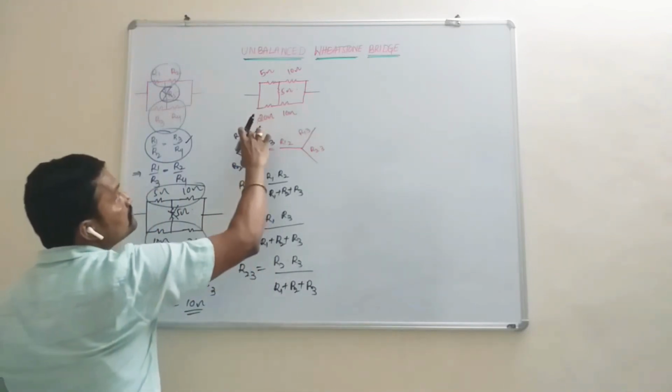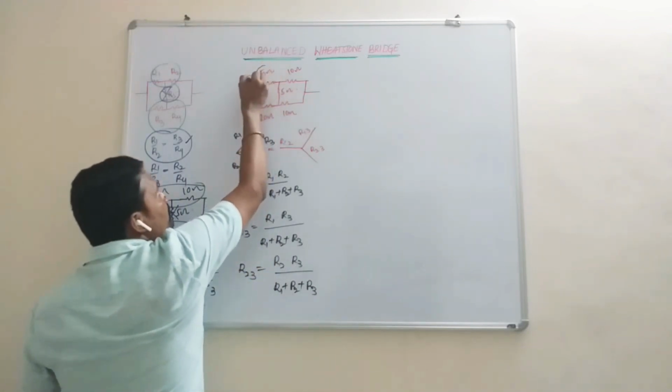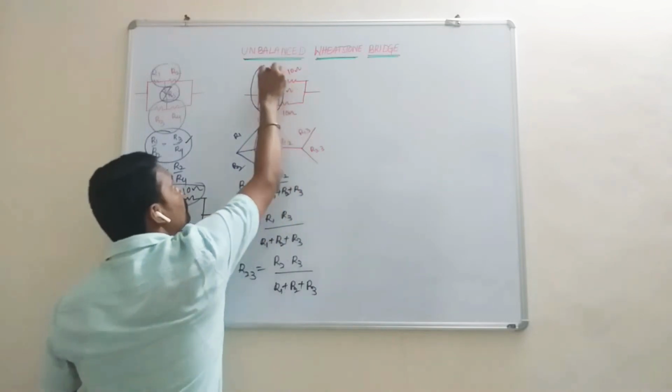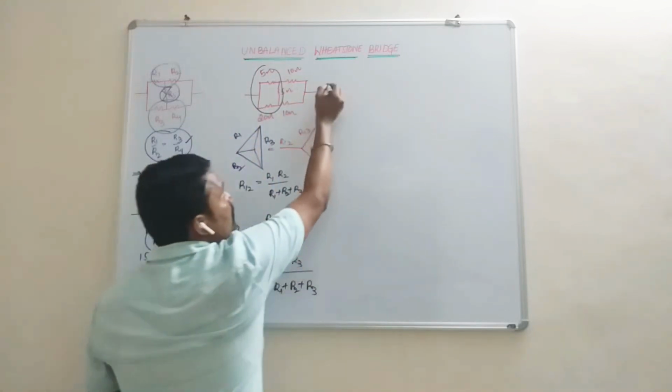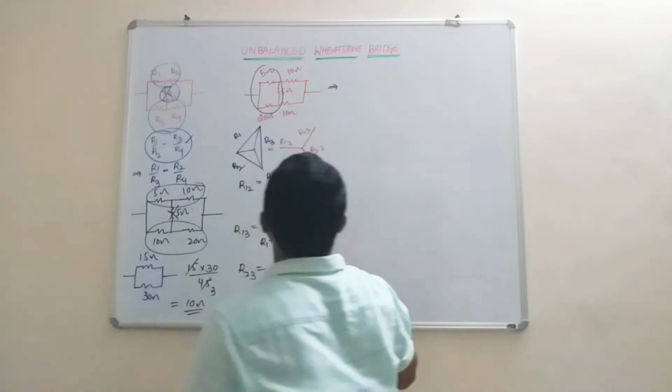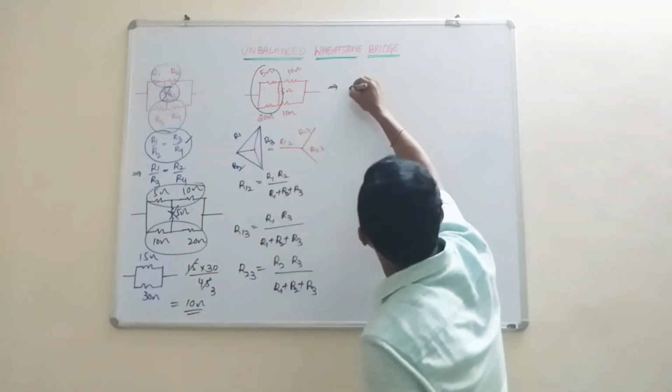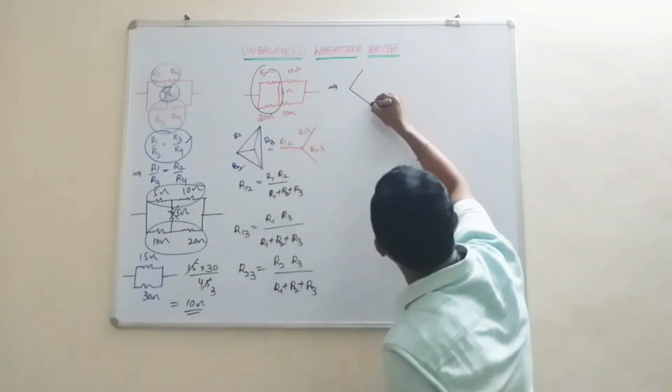So now look at this part of the circuit in the form of this delta. Let me rewrite this circuit here. Look at this. Now this is a 5 ohm, this is a 20 ohm.